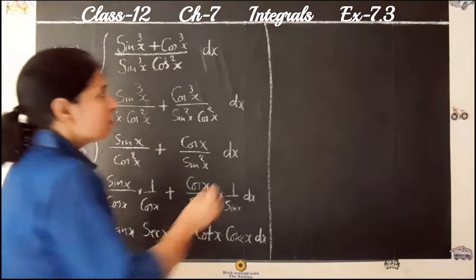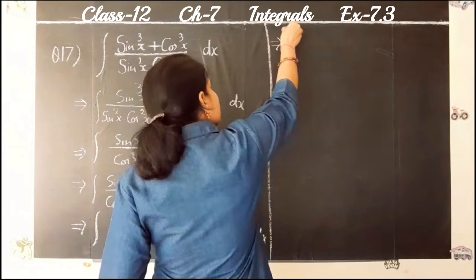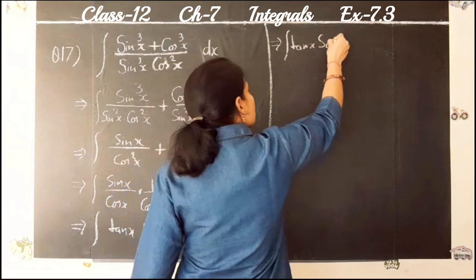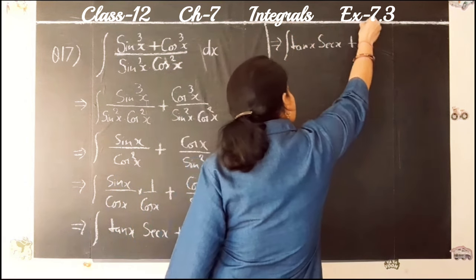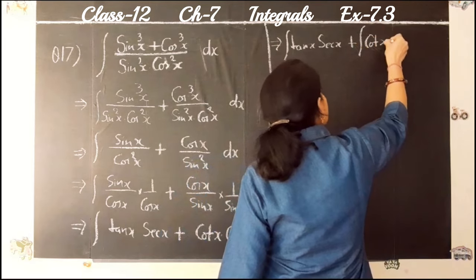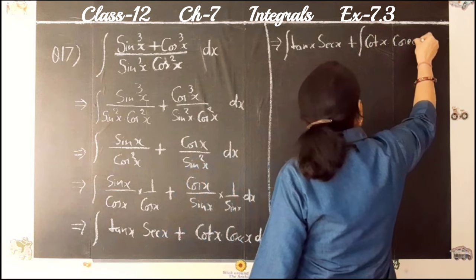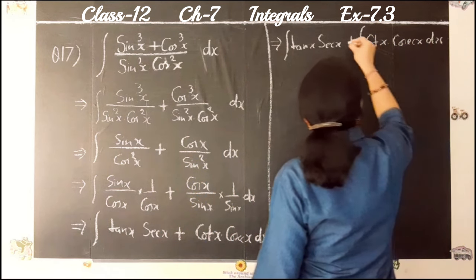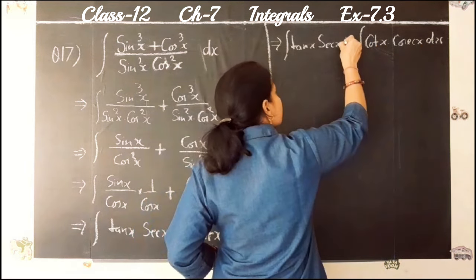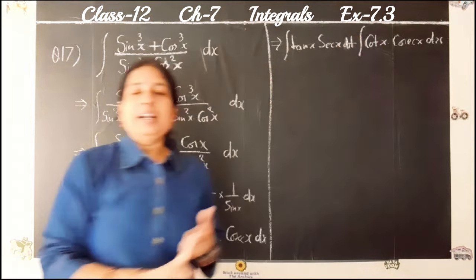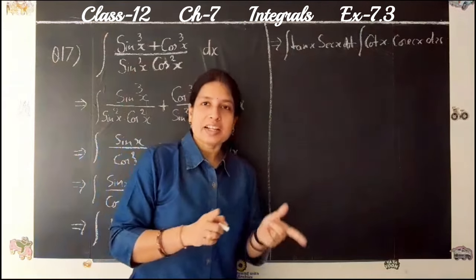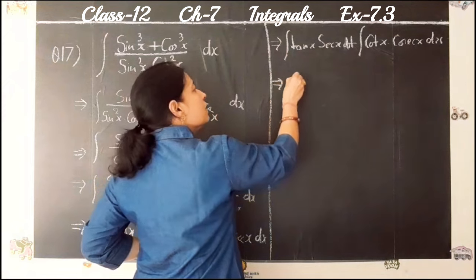Now write them separately. So this will be integral of tan x into sec x plus integral of the second one, cot x into cosec x dx. And what is the formula for integral of tan x into sec x? Yes, it is sec x. Okay, so write here sec x.